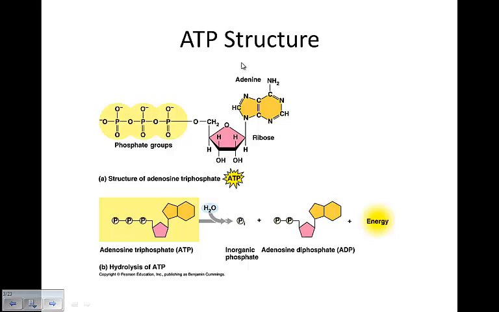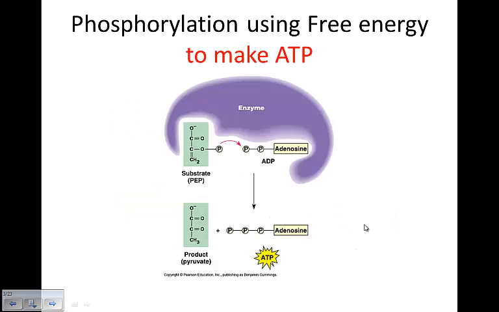First of all, let's look at our structure of ATP. So ATP, adenosine, here's the adenosine right here. It's got a ribose sugar, a 5-carbon sugar, adenine, and triphosphate, 3 phosphate groups. All right, that's ATP. When we break the bond of ATP through hydrolysis, we're releasing this inorganic phosphate, and now we have ADP. So you can see we went from 3 phosphate groups to 2, and we've released energy.